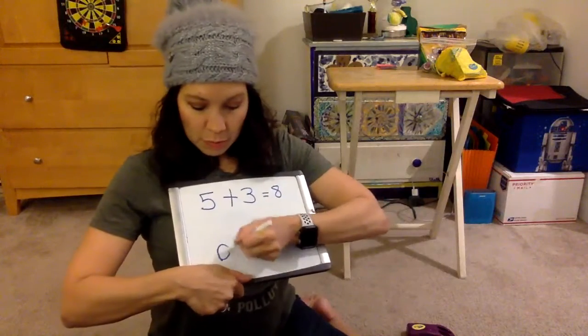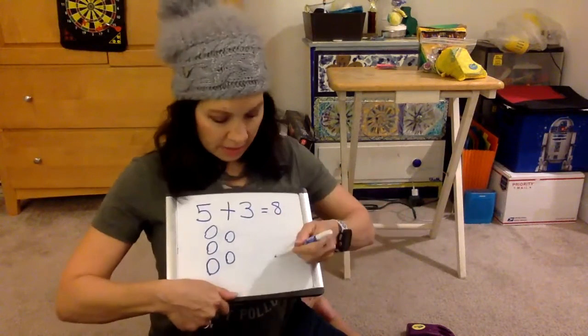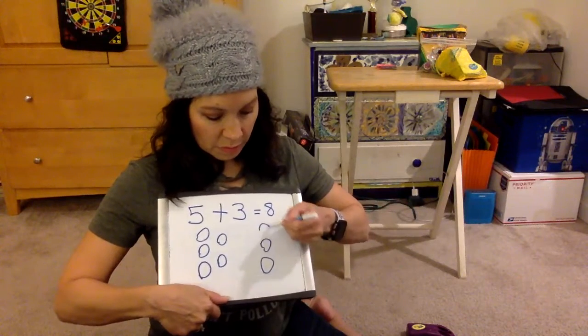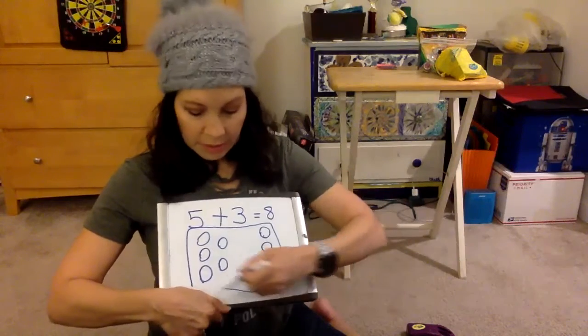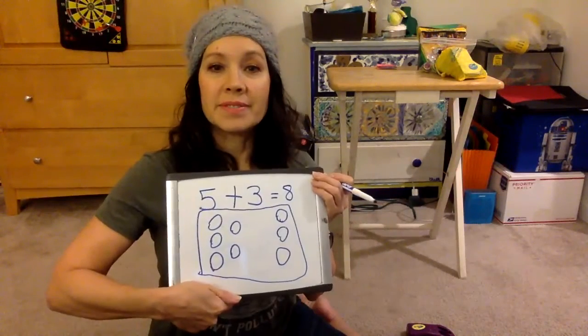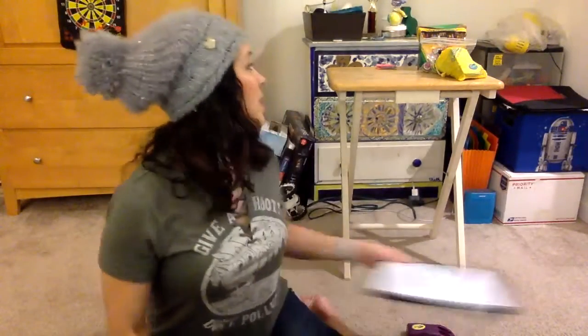So if I were to draw a picture of this, I would show 1, 2, 3, 4, 5. 1, 2, 3. That's one way I could do it. 8 altogether. So that's one example. Something else I could use are these bouncy balls. You can tell I raided Ethan's toy box, huh?